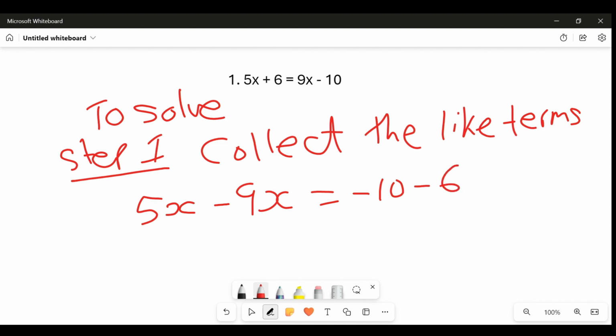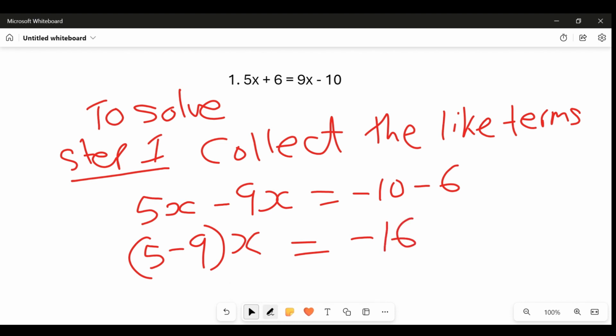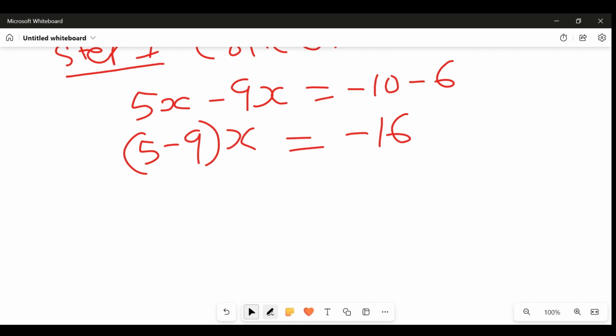So now when you have 5x minus 9x, when you do the arithmetic, it's simply 5 minus 9, all into x. On the right, minus 10 minus 6 gives us minus 16. So 5 minus 9, what will that give us? That will give us minus 4. It will give us minus 4x.